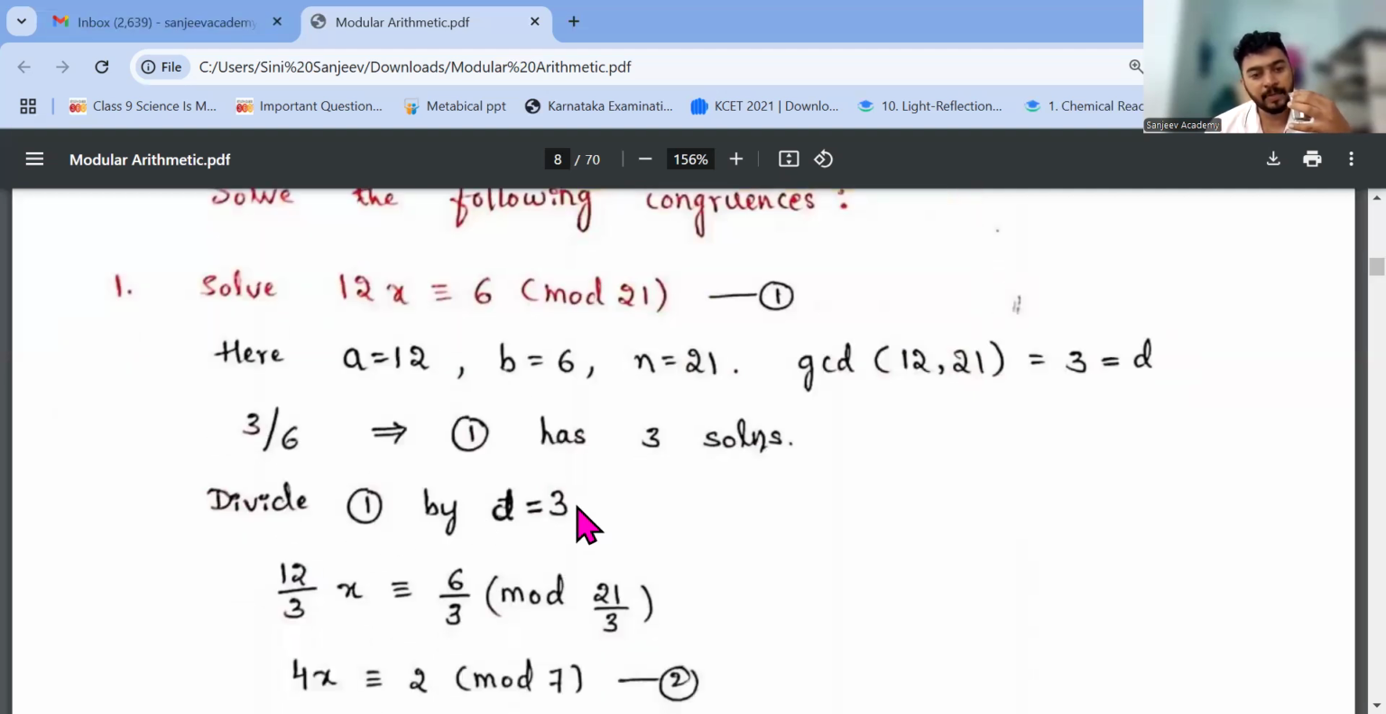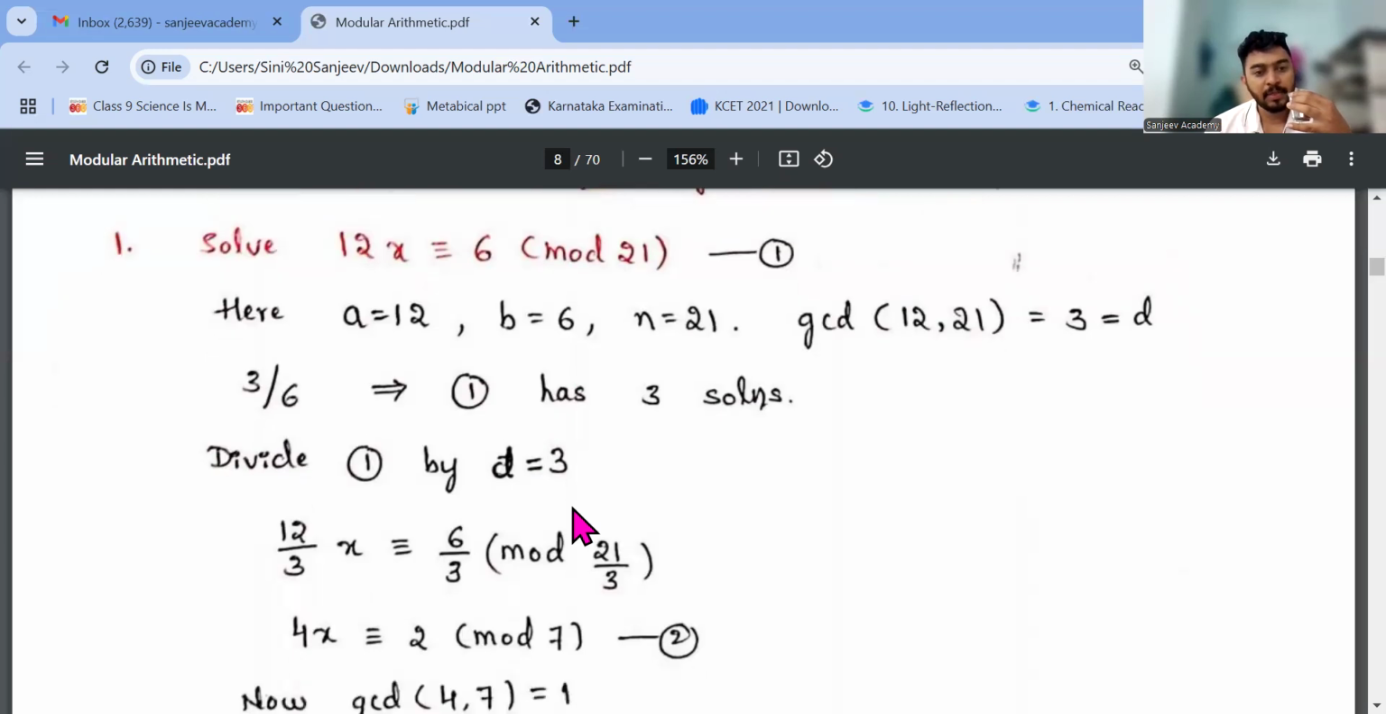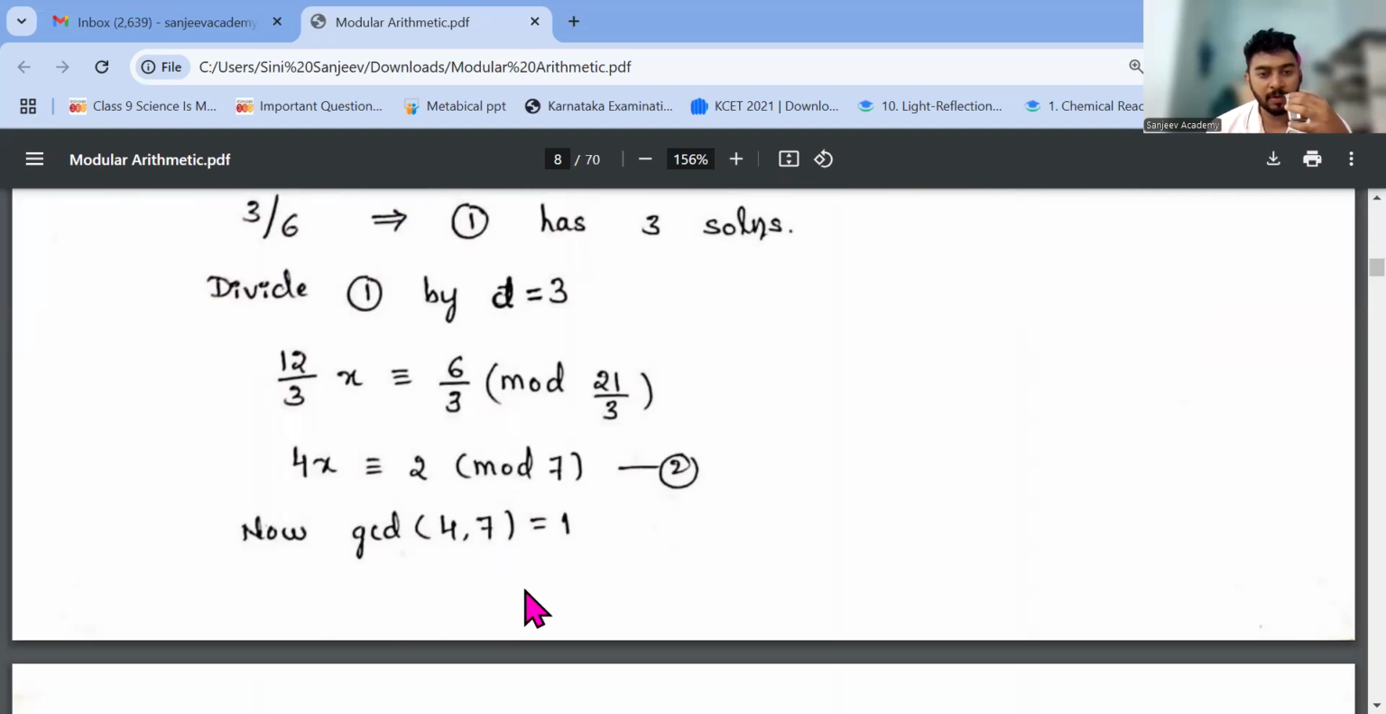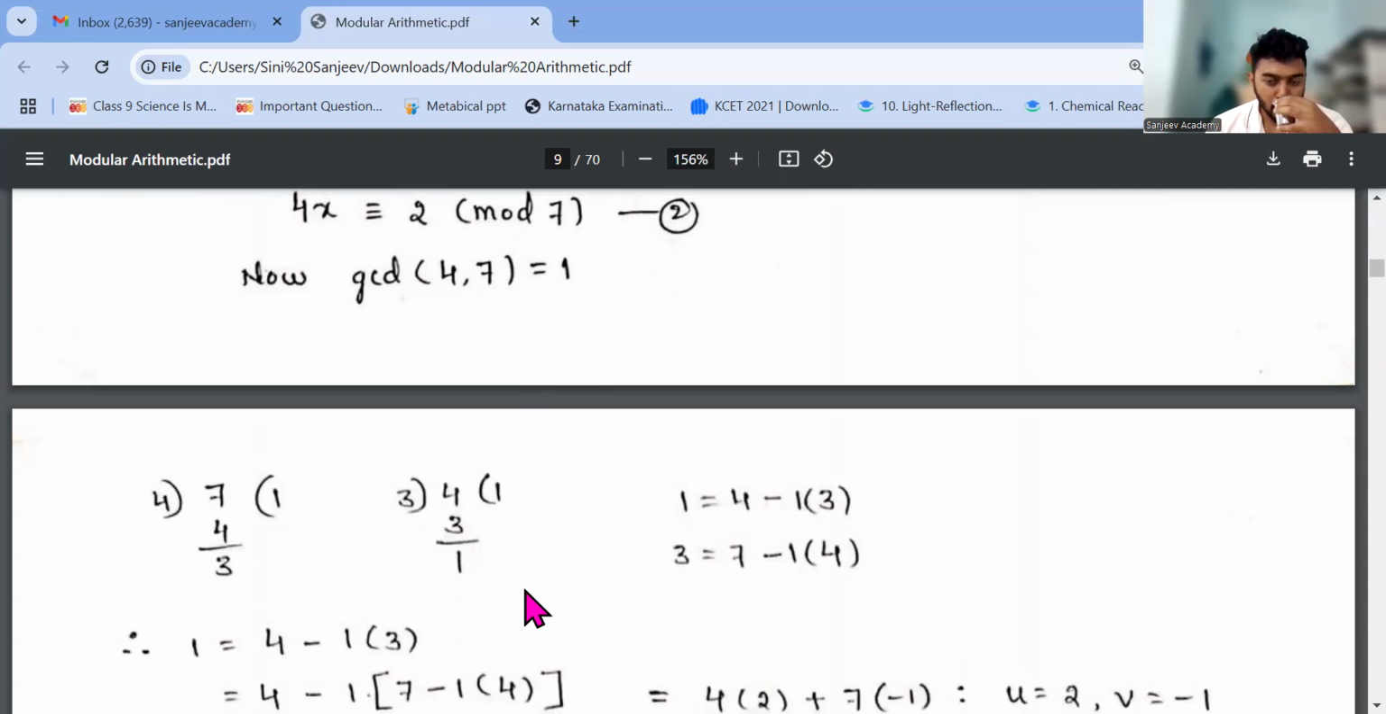Divide by d, which is 3. So 12 by 3 x is equal to 6 by 3 mod 21 by 3. That is 4x congruent to 2 mod 7. Now GCD of 4 and 7 is equal to 1. So you do the Euclid's division and you'll be getting this.